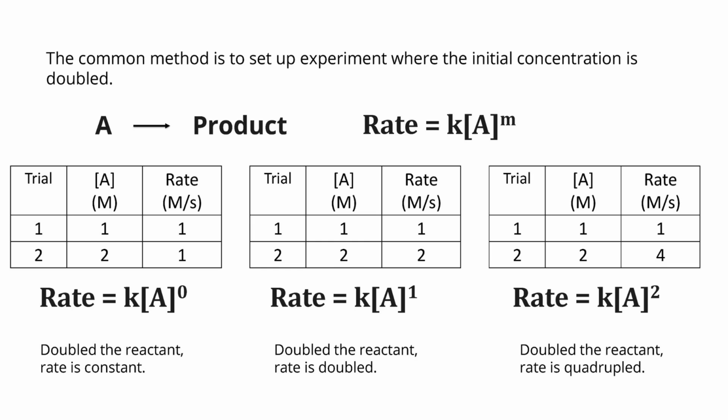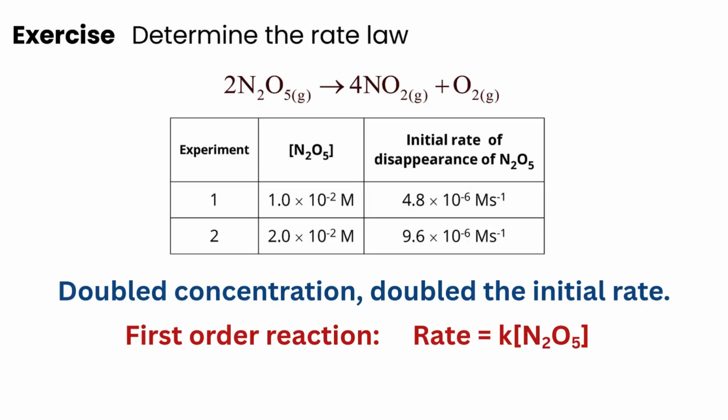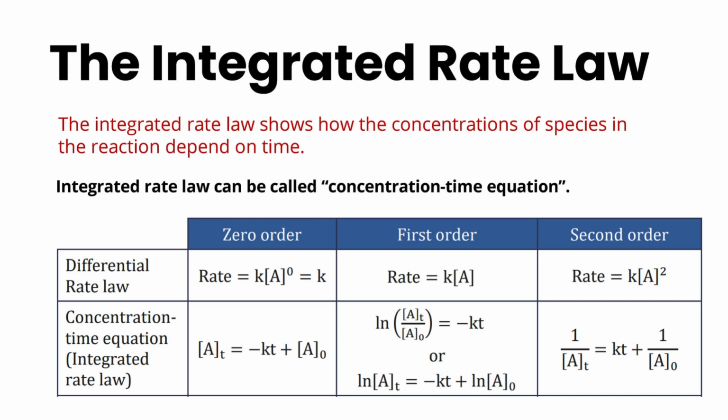The N2O5 example data in the sources showed this, didn't it? They had runs where they doubled the initial [N2O5]. Yes. And the initial rate also doubled from 4.8 × 10^-6 M/s to 9.6 × 10^-6 M/s, when [N2O5] went from 1.0 × 10^-2 M to 2.0 × 10^-2 M. Doubling concentration, double the rate. Yeah. Clear first-order dependence. Okay, so the rate law connects rate to concentration at a given moment. But what if I want to know the concentration after some time has passed, or how long it takes to reach a certain concentration?